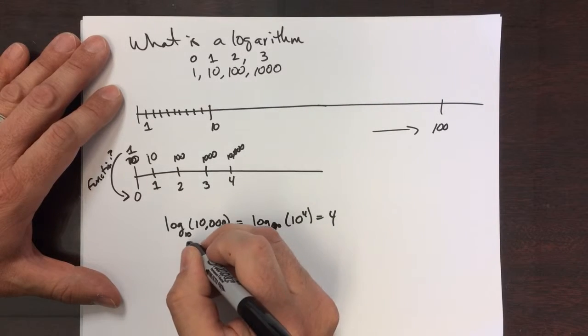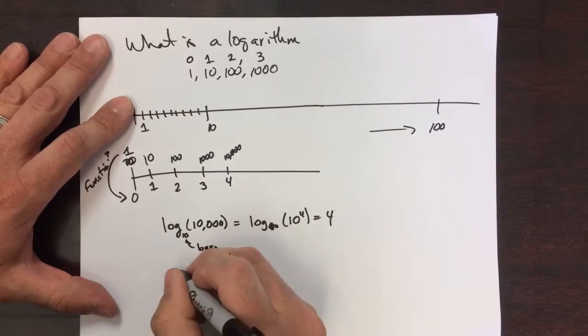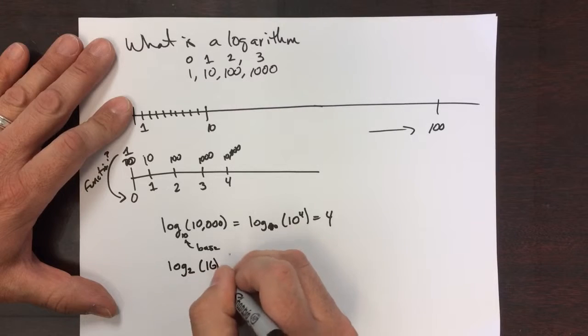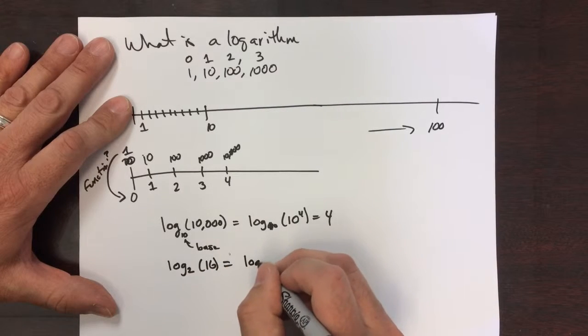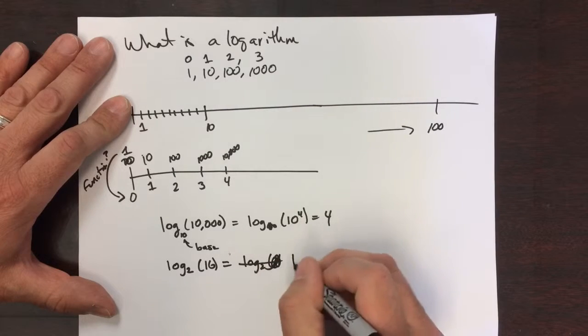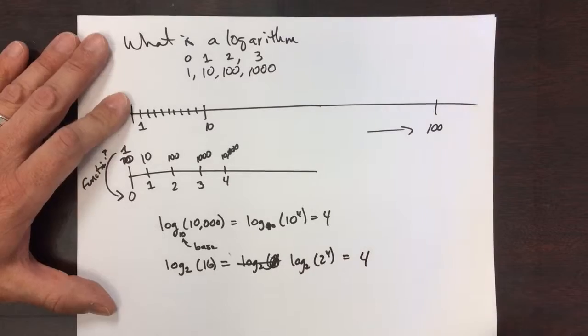You can do this with any what's referred to as the base. You can do this with any base. So for example, if you have log base 2 of 16, that's the same as log base 2 of 2 to the 4th power, so that would be equal to 4.